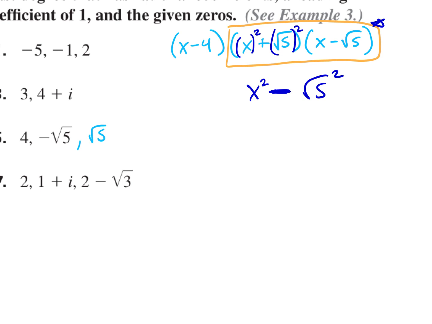So technically here, when we FOIL this out, we multiply the first ones, so we get x squared. The outer and the inner are going to cancel out because they're conjugates. So then the last ones would always be negative. So what is the square root of 5 squared? 5. It cancels out, so it's just 5. So I have x squared minus 5. What would I have to do next?